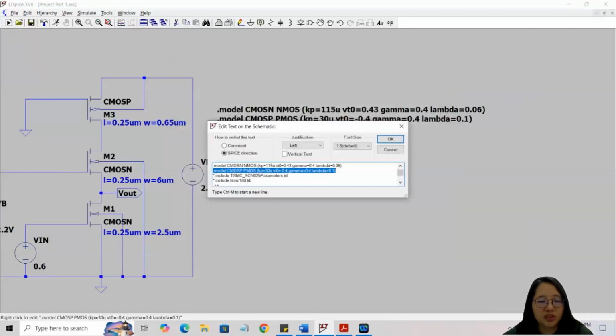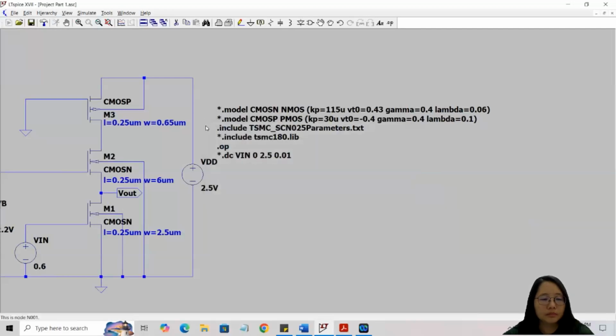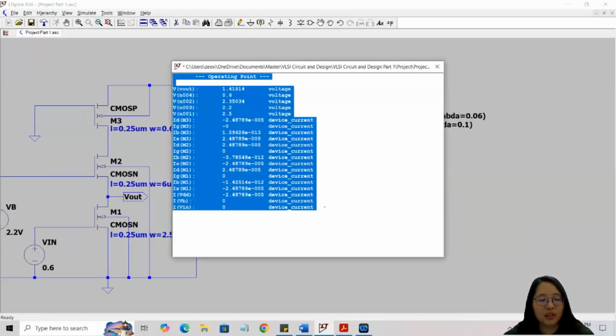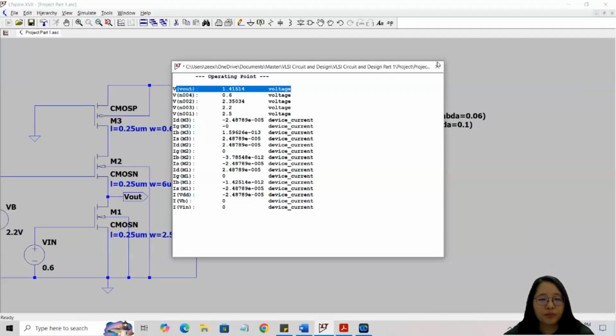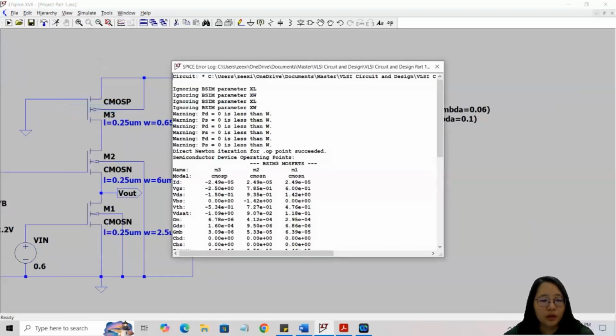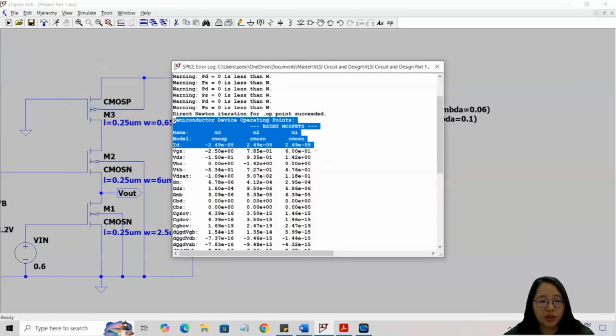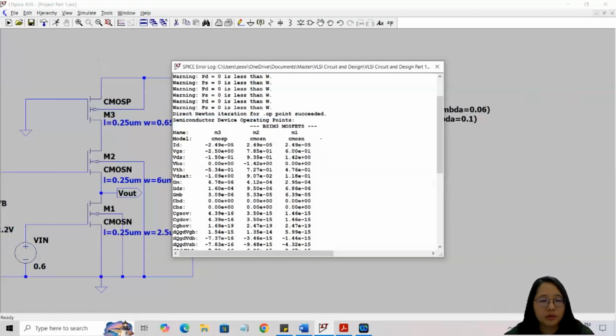Next, I will proceed to TSMC SCM025. This one is the operating point for TSMC SCM025. This one is the VL. And then this one is the SPICE error log. From here, we can get the ID, VGS, and VDS, and then we can calculate the operating region for M1, M2, and M3.